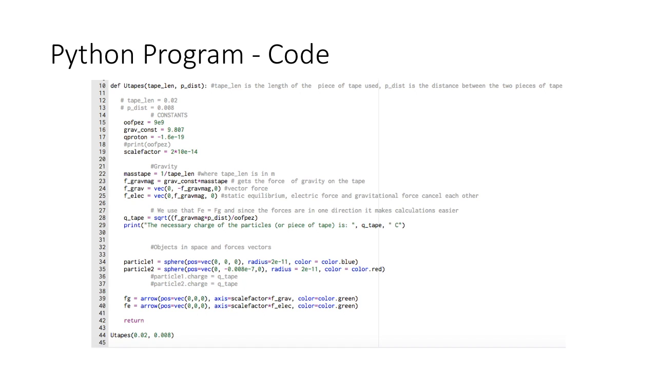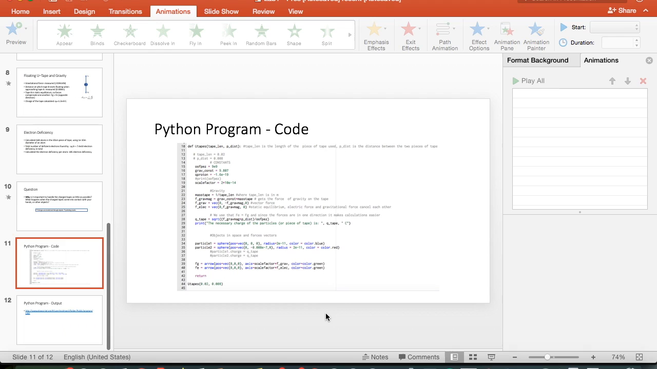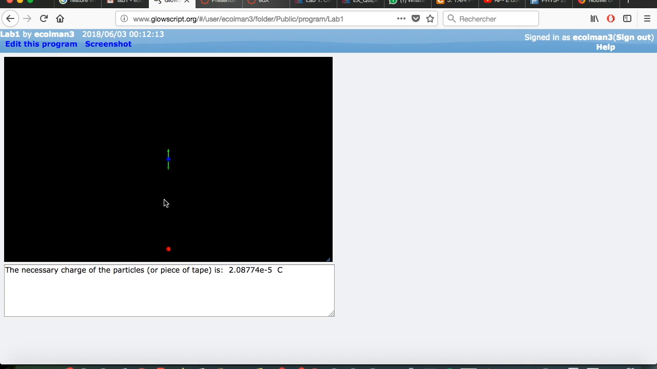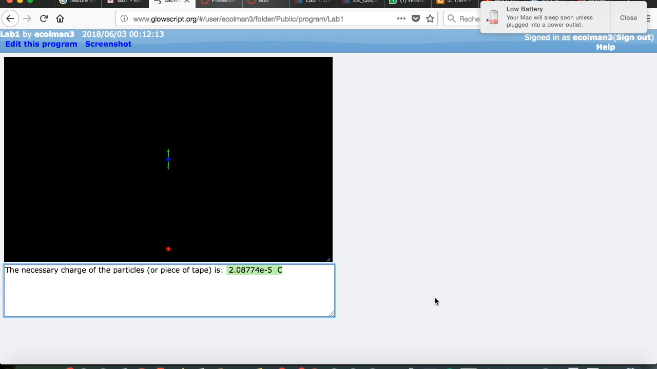I will show you a demonstration of what my program yields. And so this is what the program yields, where you can see the two particles which represent the tapes and the necessary charge that those should have in order to be in equilibrium in space. So to conclude on this lab, we saw that while relying on some assumptions, it is possible to estimate the charges of common objects by simple observations and measurements, and the application of physics laws and principles such as Coulomb's law and equilibrium.